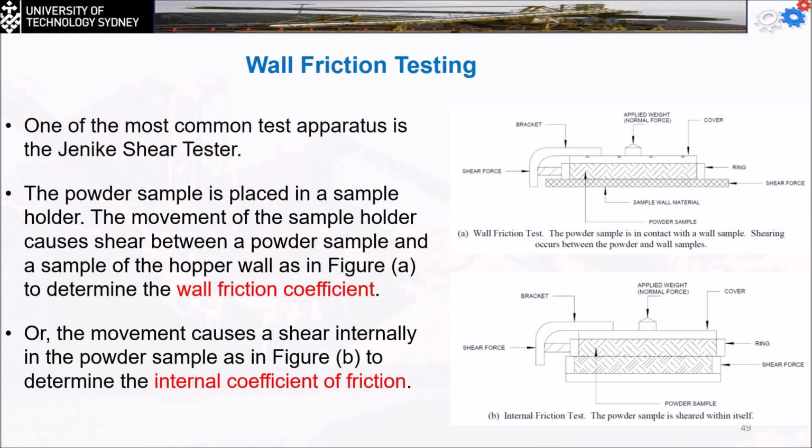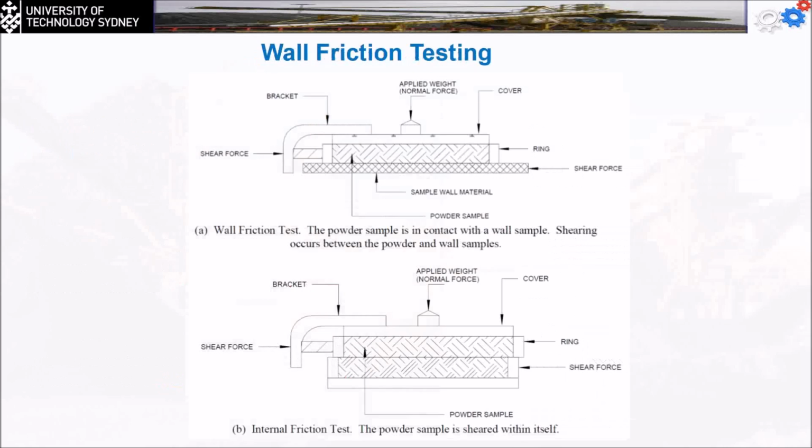So once again, this is a close look. In the wall friction test, the friction is going to be measured between the sample and the wall, which is the plate cover. In the second case, the internal shear test is going to be done to check what will be the friction internally between the powder sample layers.